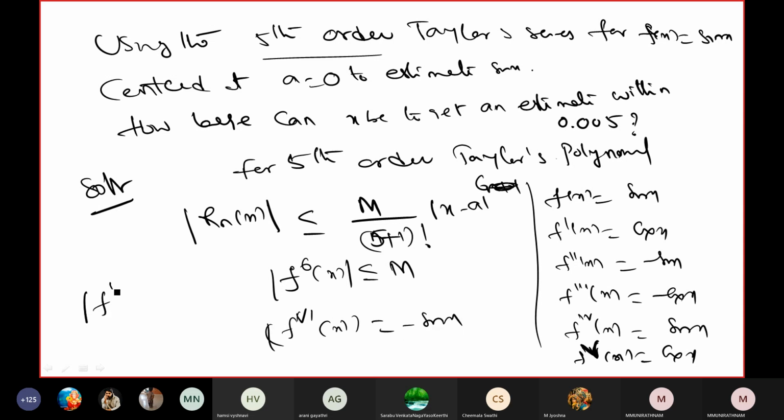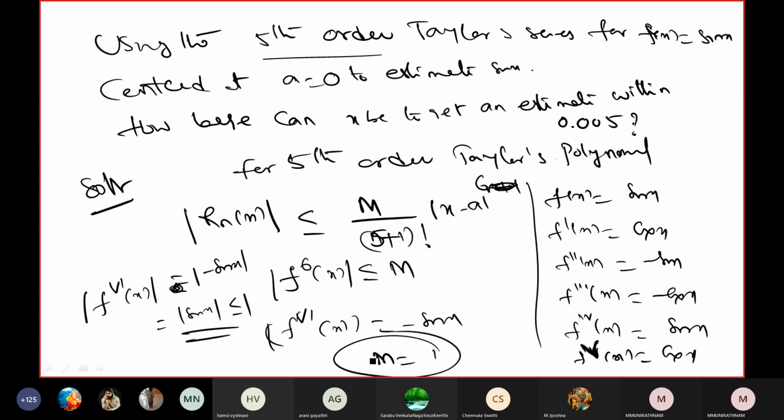So modulus of f sixth dash of x is what? Modulus of minus sin x, which is mod sin x. What is the greatest value of mod sin x? The greatest value of mod sin x is 1, right? Therefore, m equal to 1. Okay? M equal to 1.